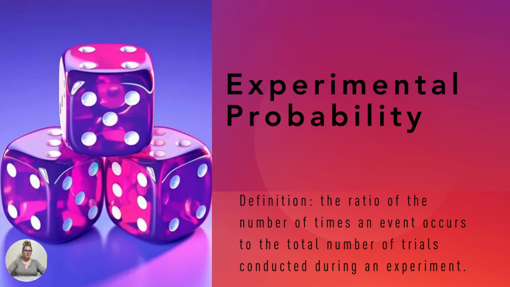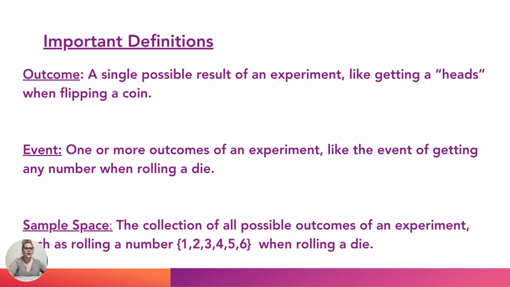during an experiment. Some key definitions that I would like to go over are outcome, a single possible result of an experiment, like getting a heads when flipping a coin, or say getting tails when flipping a coin. An event, one or more outcomes of an experiment, like the event of getting any number when rolling a die. And sample space, the collection of all possible outcomes of an experiment, such as rolling a number 1 through 6 when rolling a die.